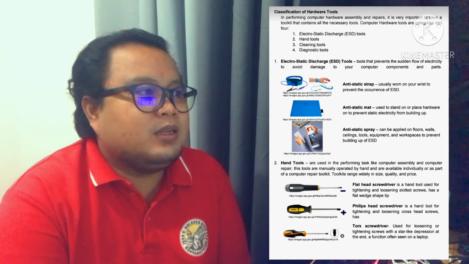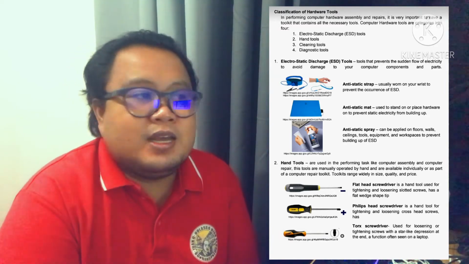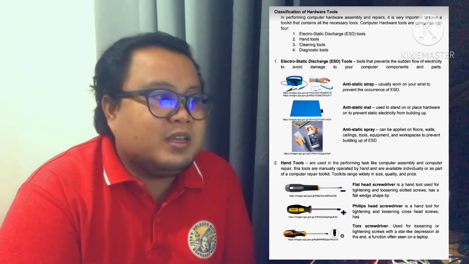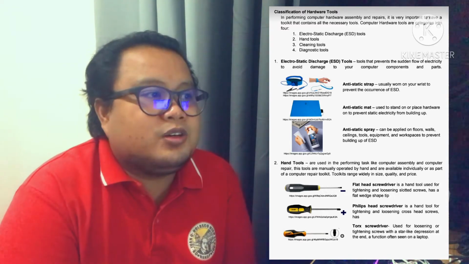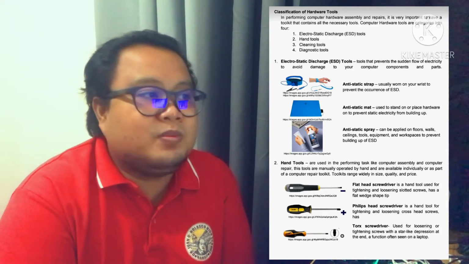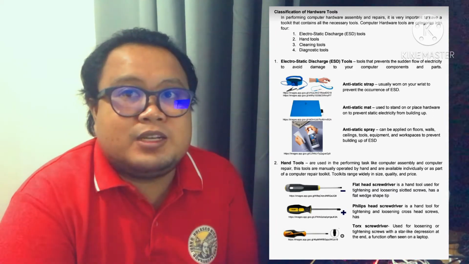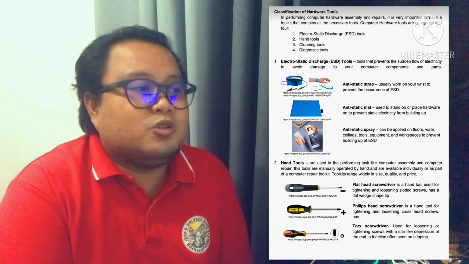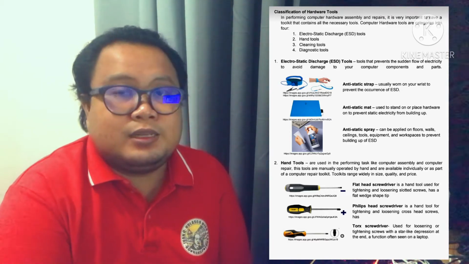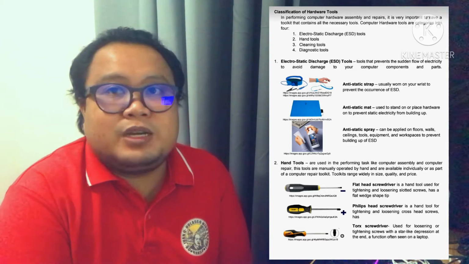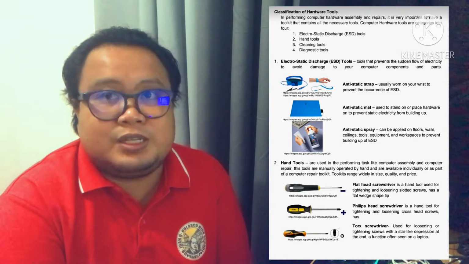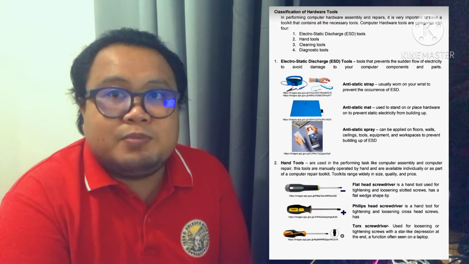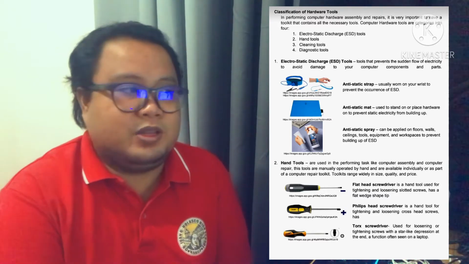So number 1 type ng ESD tools is anti-static strap. So ang anti-static strap is usually worn on your wrist to prevent the occurrence of ESD. So para siyang bracelet guys, na makikita nyo dun sa picture na nasa gilid. Makikita nyo na para siyang bracelet na ilalagay nyo sa inyong wrist, and then ang end ng wire is i-clip nyo dun sa area na pagtatrabahuan nyo.